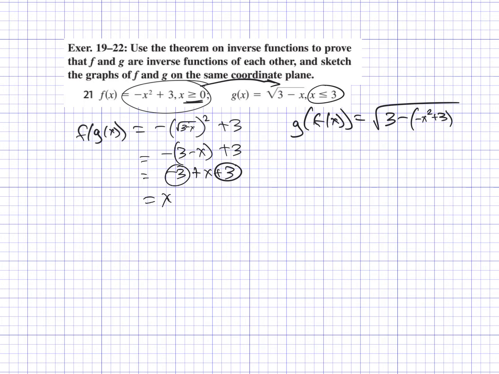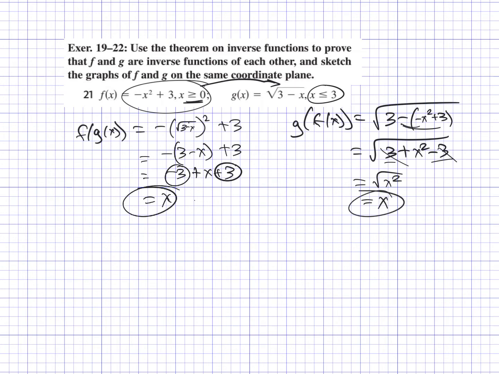So what do we get here? Inside, we get 3 plus x squared minus 3. The 3, and I distributed the negative, by the way. So we have 3 and a minus 3. Those cancel out, leaving the square root of x squared, which is x. All right, so we proved that they're inverses of each other.